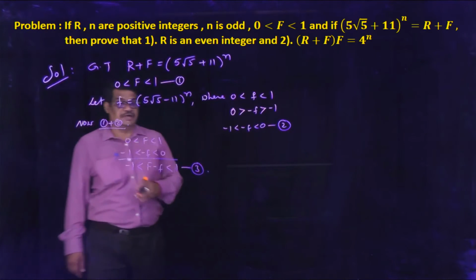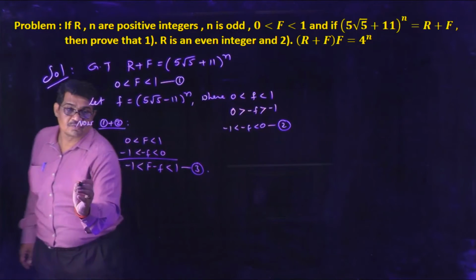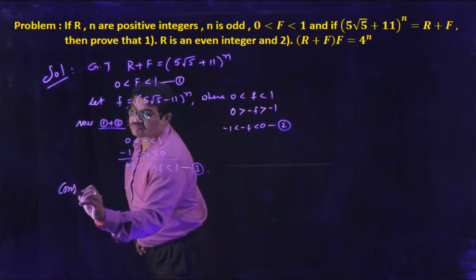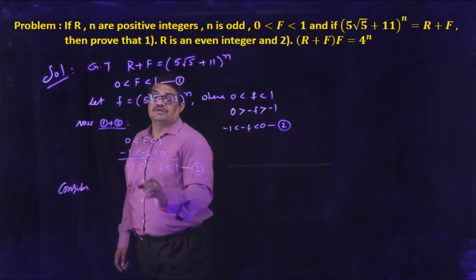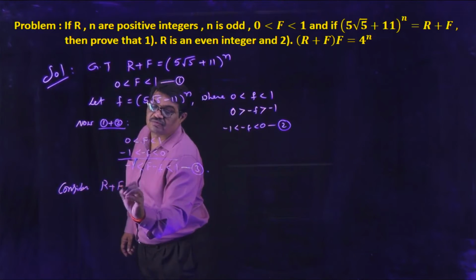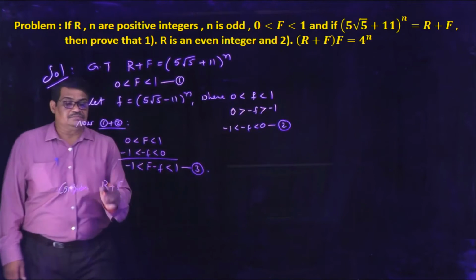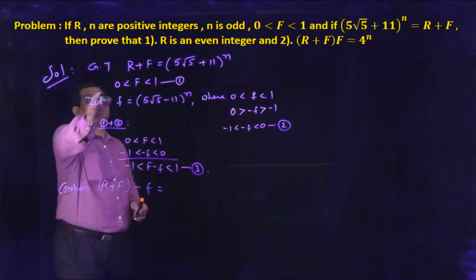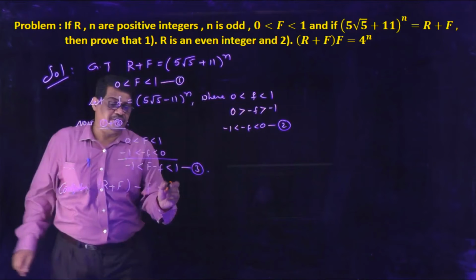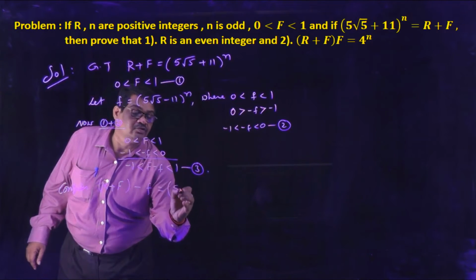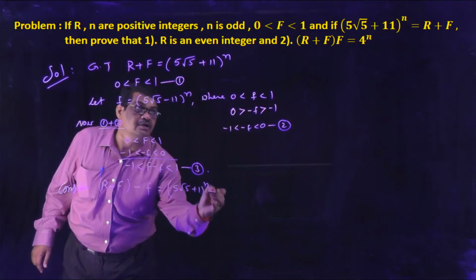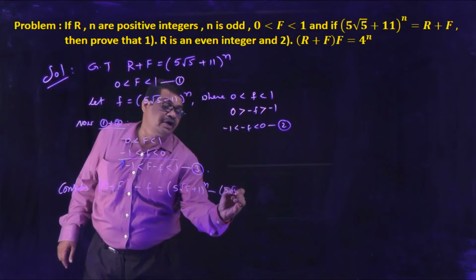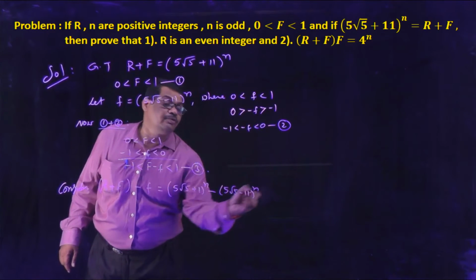Okay, now we consider this R plus F minus small f. What is R plus F? It is 5 root 5 plus 11 whole power n. Here minus f. What is f here? That is 5 root 5 minus 11 to the power of n.